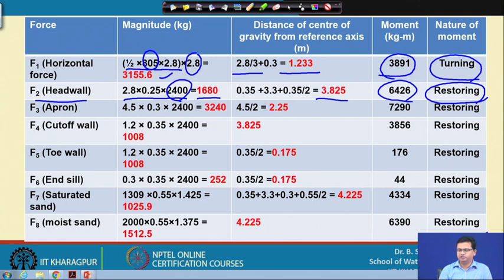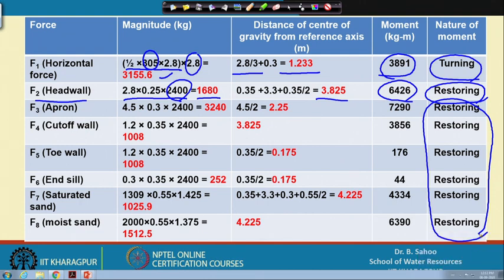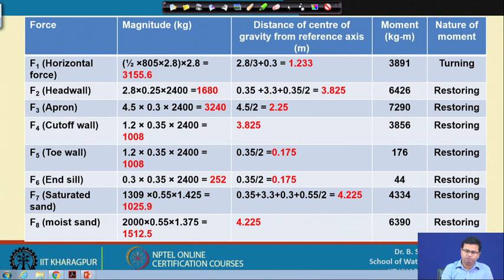and these are restoring in nature, because these are vertical forces. These forces can be estimated similarly, using gamma W or gamma, the specific weight of concrete, into the area of the pressure triangle. And this is the distance of the center of gravity. You can follow the figure and compute all these distances, and you can do the calculations subsequently.